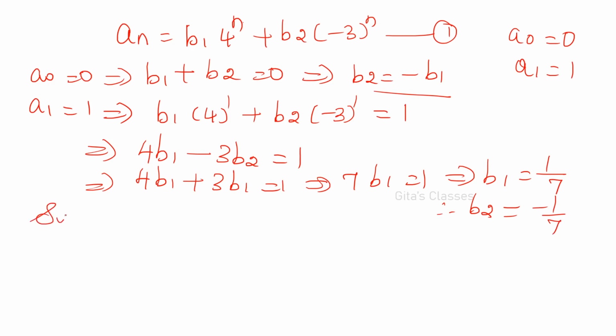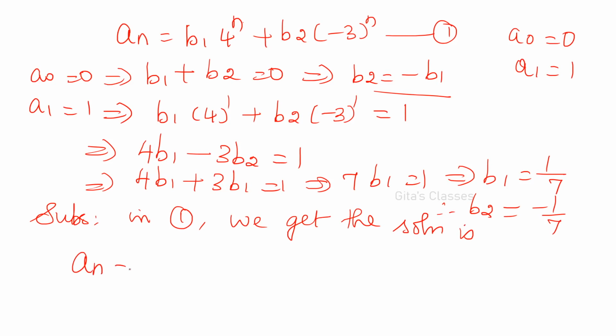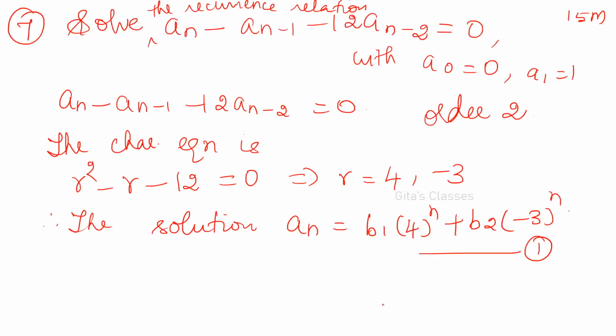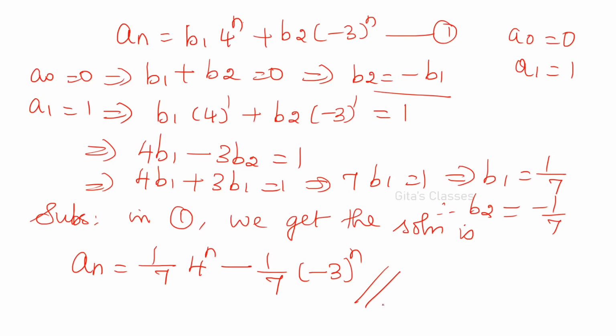So substituting in equation 1 we get the solution of the given recurrence relation: a_n is equal to 1 by 7 into 4 power n minus 1 by 7 into (minus 3) the whole power n. Very easy. See, only 2 pages, maximum of 8-9 steps, that's all. This is for 15 marks.